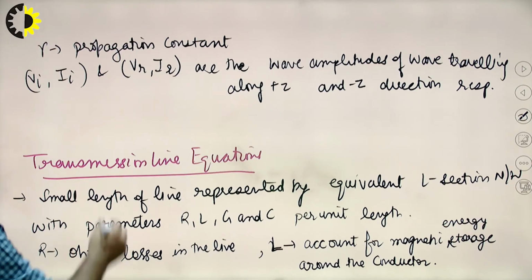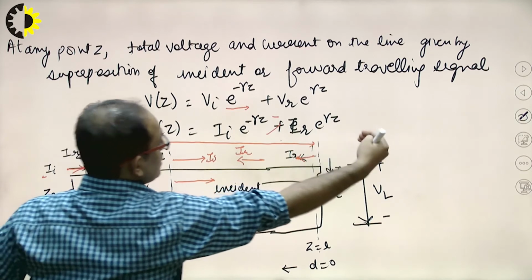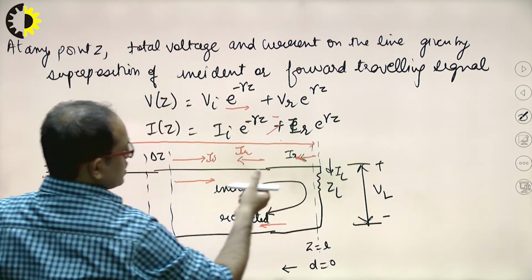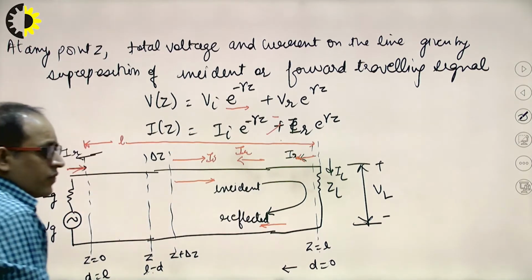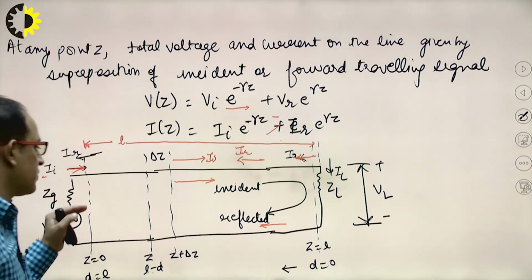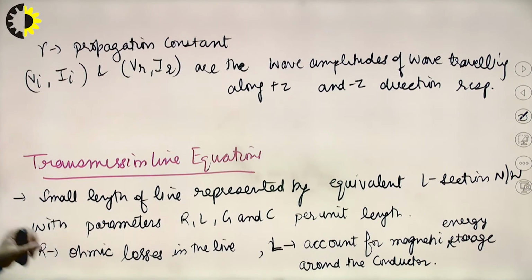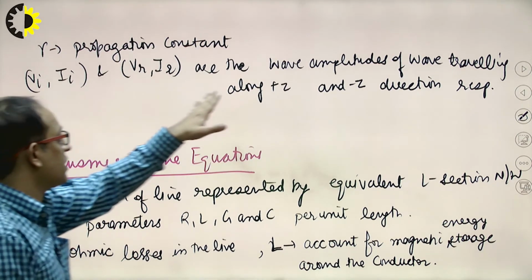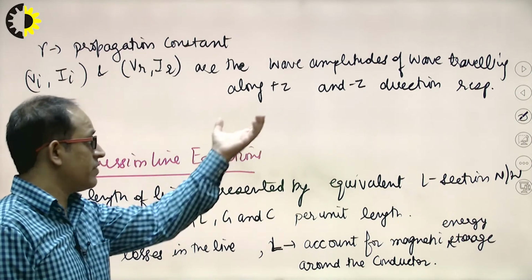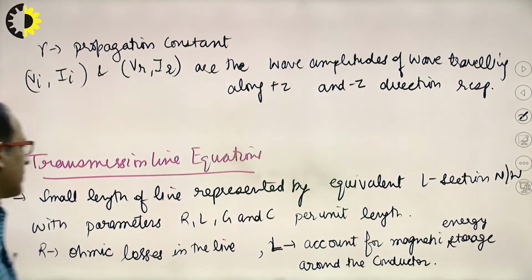e^(γz) represents that the wave is propagating in this direction from receiving to source end, and here e^(-γz) represents the forward traveling wave, meaning the wave is traveling from source to the receiving end. And what is gamma? Gamma represents the propagation constant. Vi and Vr are the wave amplitudes of the traveling wave along plus z direction and minus z direction respectively.